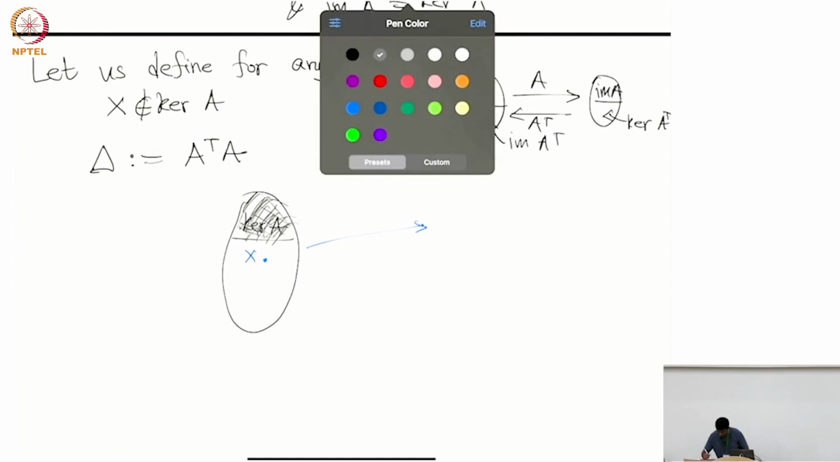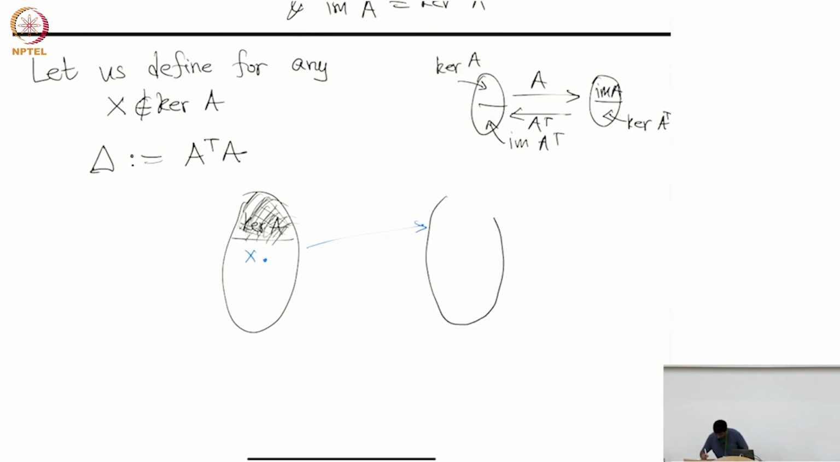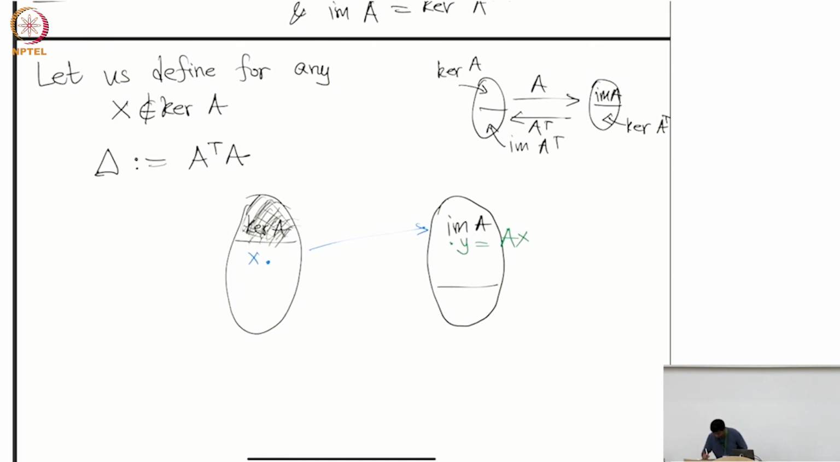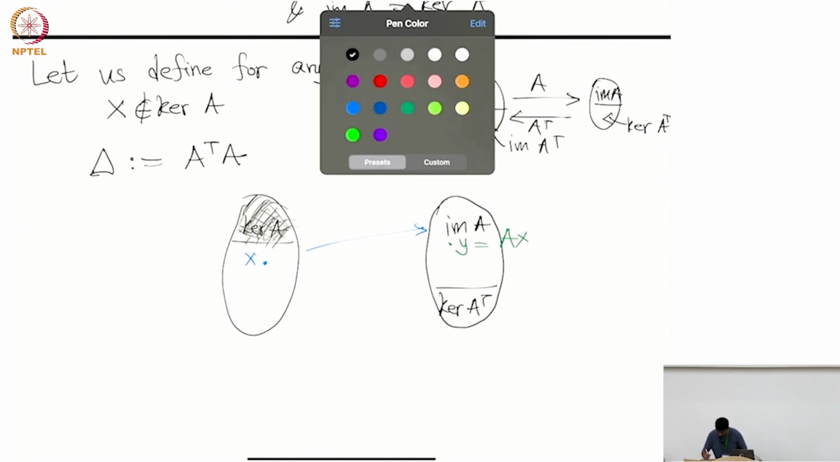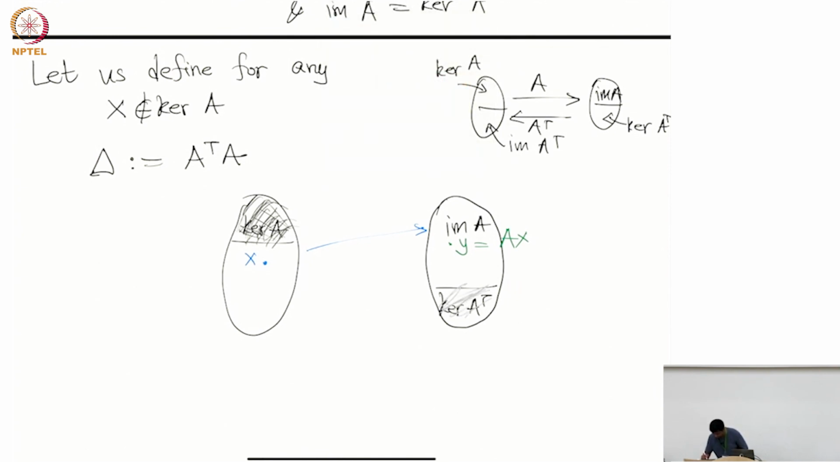It goes to somewhere in the image of A. Let's call it y equals Ax, and we know that this is not in the kernel of A transpose. So I can try and gray it out with a different gray, and so I can bring this back via A transpose.